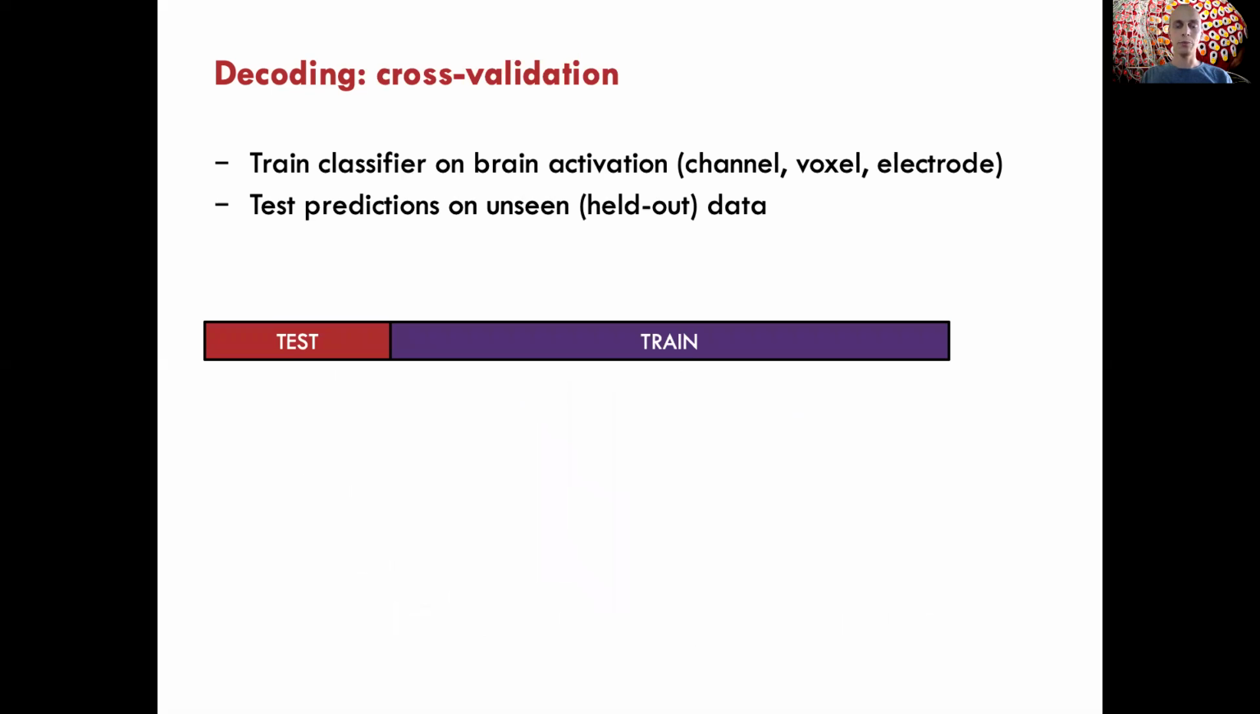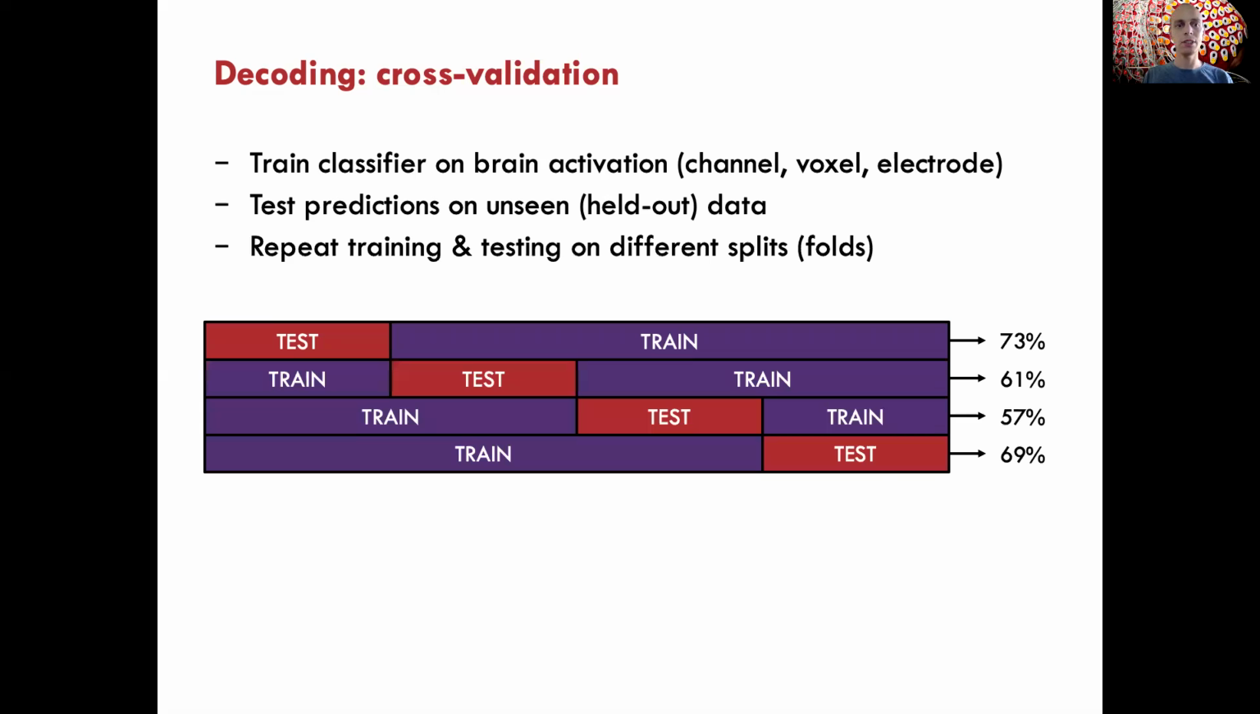So what we did here was we kept out some part of the data, here maybe 25%, which we used for testing the classifier, and the 75% of the data we used for training the classifier. And the resulting accuracy on the test predictions may be something like 73%. Then we repeat this process, holding out a different set of data each time. So we repeat this here 4 times, and each time we test a different part of our data, and we retrain the classifier. We compute its prediction accuracy on the held out data. So here we have 4 different prediction accuracies: 73, 61, 57, 69%. And we average all these accuracies together, and this gives us our mean cross-validated decoding accuracy.